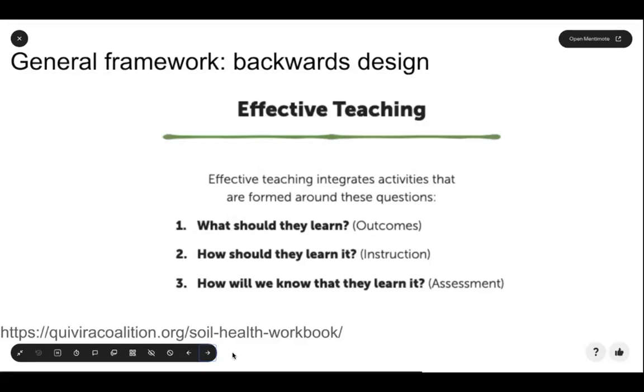And we have more information about this in our Healthy Soil workbook. Next.